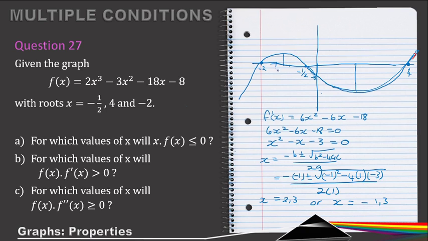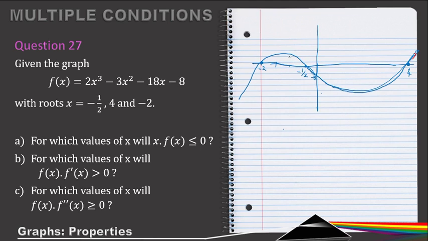Okay, so here we have -1,3, and over here we have 2,3. And what we want to do now is use that value. So let me just make some space here. So this was negative 1,3 and this was 2,3. Right? So basically we want to find out f(x) times the first derivative of x being greater than 0. So being greater than 0 means either both are positive or both need to be negative.